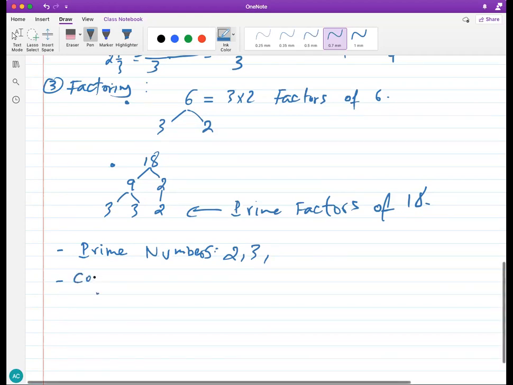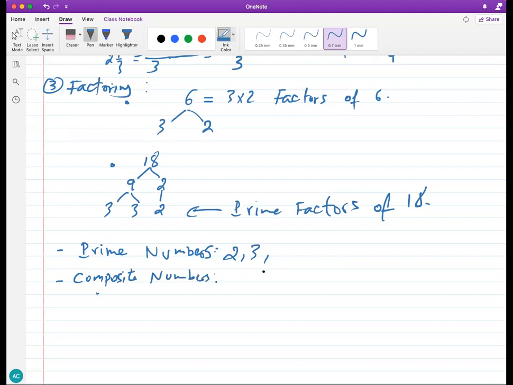Composite. If we can break it down, right? That's right. If you can break it down, it's called composite numbers. For example, 2, 3, 4 goes here.